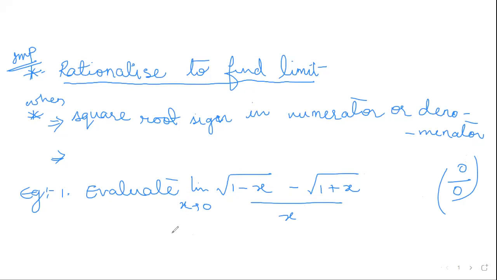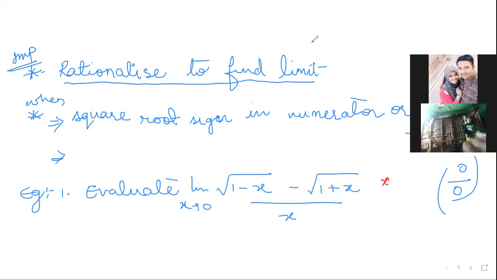Now, when and how do we use rationalization? You can see square root signs over here, right? Square root sign, for the entire term also you can see. So when you see such terms which have square root signs, either in the numerator or in the denominator, you realize that you have to use rationalization.